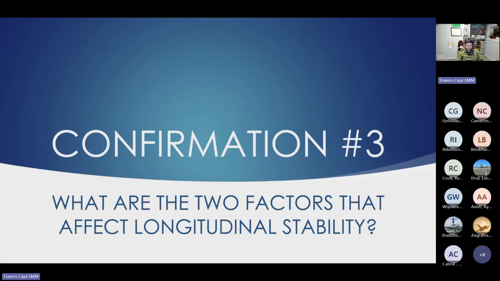Okay, confirmation number 3. What are the 2 factors that affect longitudinal stability? Kim, do you want to answer that? Bang on. The size and position of the horizontal stabilizer and the center of gravity position are the 2 factors that affect the longitudinal stability.